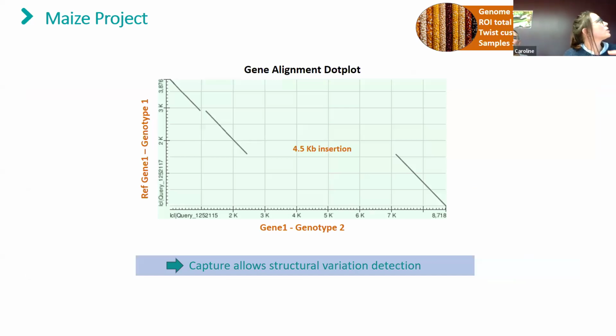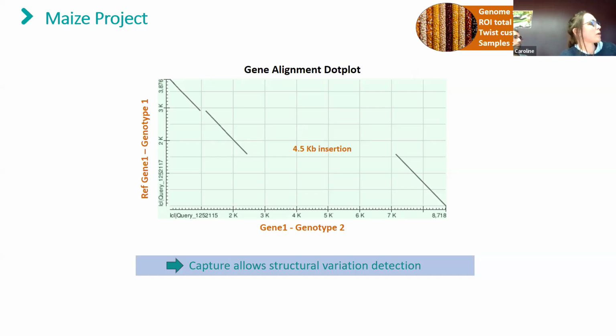And if we zoom on this gene, here it's a dot alignment of its sequence between two genotypes. And as you can see, the alignment is disrupted by a clear gap in the middle of the plot, corresponding to a 4.5 kb insertion in genotype 2 relative to the reference from genotype 1.